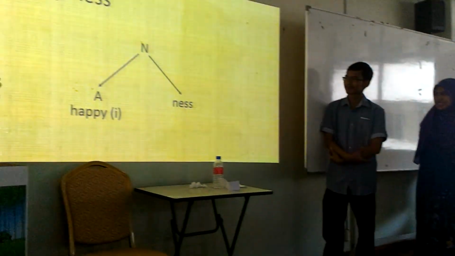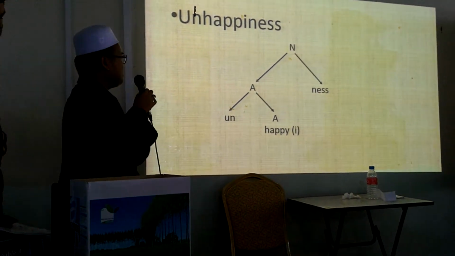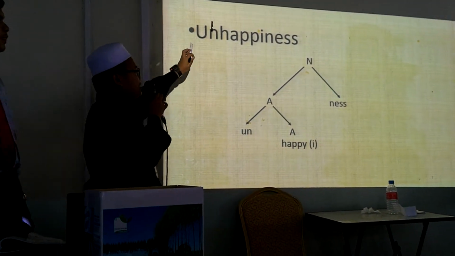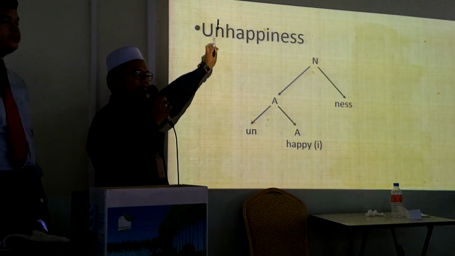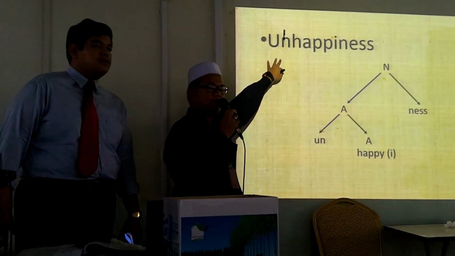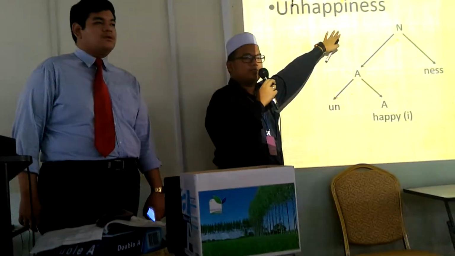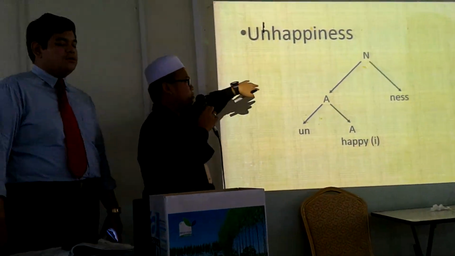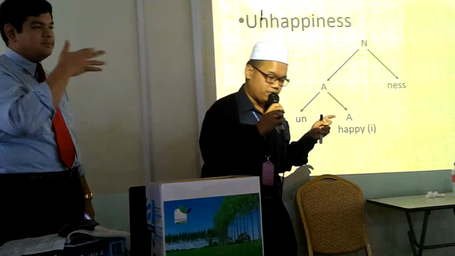Okay. Next is unhappiness. Unhappiness is a noun. But here we have three morphemes: un, happy, and also ness. This one might be a bit confusing because it can be drawn in two ways, but one of the ways is wrong. This one is correct. For example, I'm going to use a whiteboard.